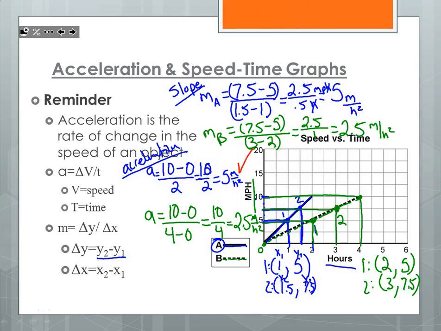You said the first line, or runner A, went faster because he was able to go 5 miles per hour compared to runner B, who is only able to go 2.5 miles per hour. So when we just look at a graph, we can tell that the line that is steeper is going to have more acceleration compared to the line that is not as steep, which is going to have less acceleration.